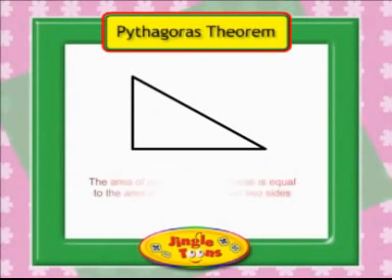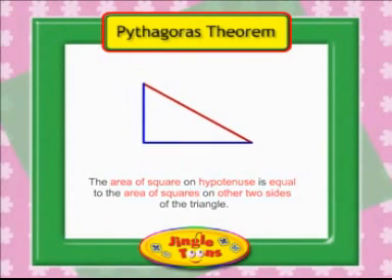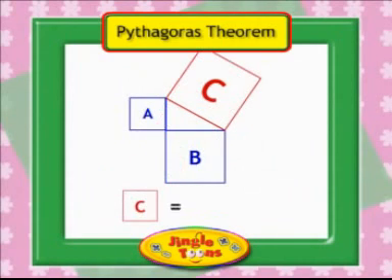Pythagoras theorem. For the right-angled triangle, the area of square on hypotenuse is equal to the area of squares on other two sides of the triangle. Pythagoras equation. C square is equal to A square plus B square.